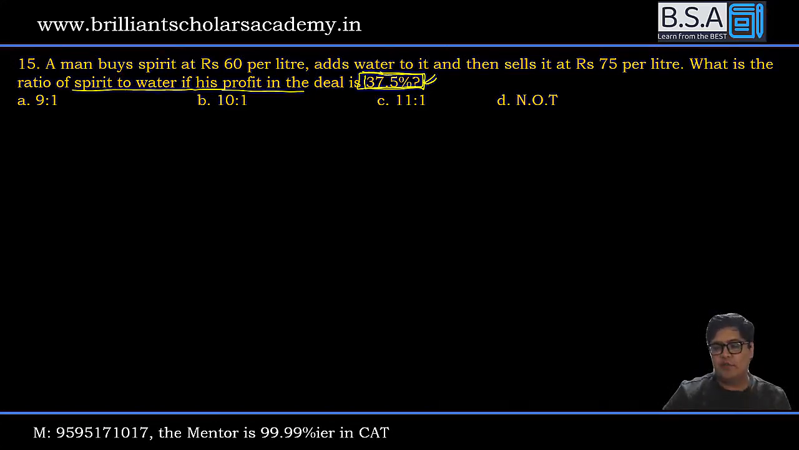Two ways to approach this, two simpler ways. First, you will have to find out the cost price of the mixture, because whether you apply allegations or averages, they are designed for cost price. How do you earn 37.5% profit? Please observe.